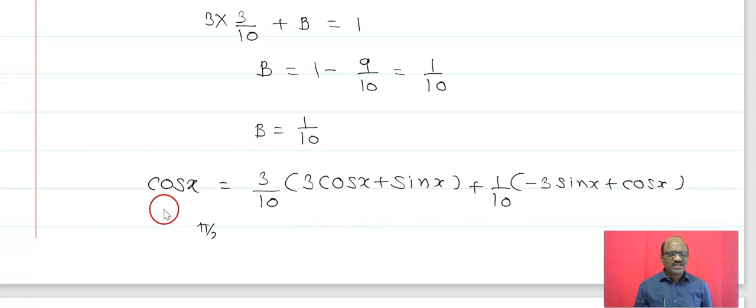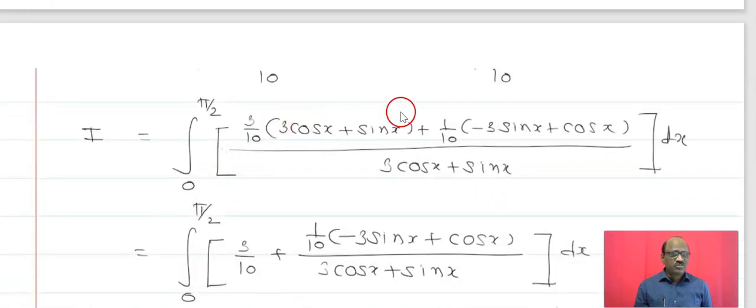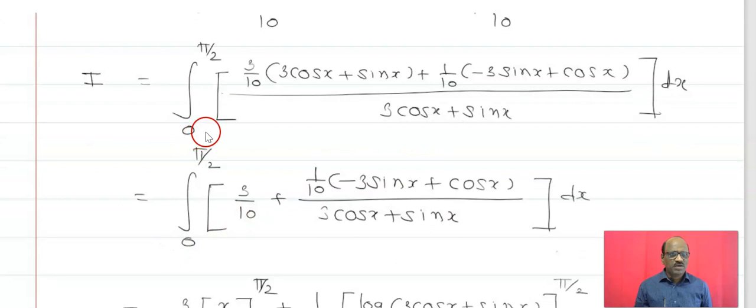We have written that the numerator is equal to a into the denominator plus b into the derivative of the denominator. Now we will write this numerator like this: the integral from 0 to pi by 2 of 3 upon 10 into 3 cos x plus sin x, plus 1 upon 10 into minus 3 sin x plus cos x, upon 3 cos x plus sin x, bracket complete, into dx. Now separate these: the integral from 0 to pi by 2 of 3 upon 10 into 3 cos x plus sin x upon 3 cos x plus sin x.